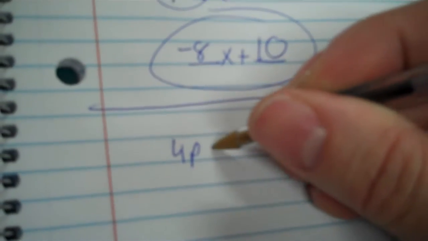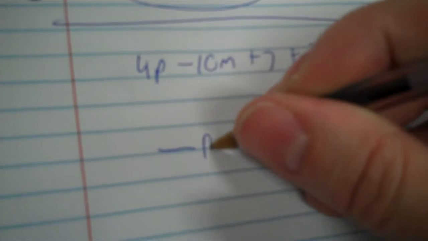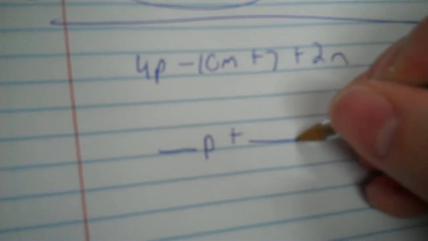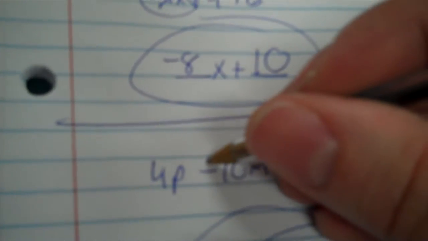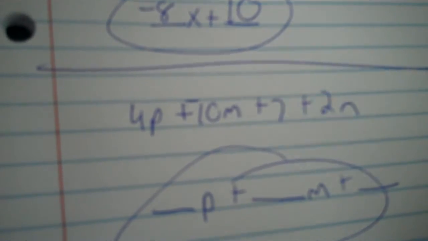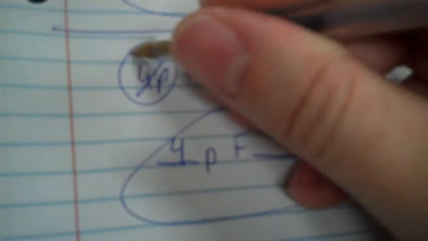Okay, 4p minus 10m plus 7 plus 2m. Okay, give me a letter, I don't care which one. You can go p, then m. That doesn't have a letter, and then another m, okay? So p, and by the way, that minus 10 is plus negative 10. That's a negative 10. I got to remember that that's a negative 10. So p, there's the only place I see a p. It has a 4 coefficient, so 4.